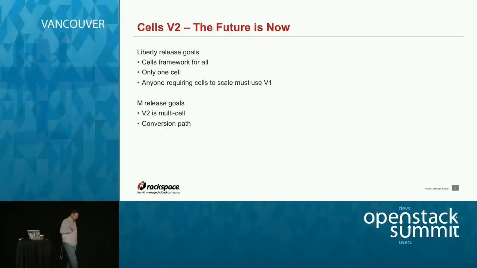Cells V2 is coming, though. We were in several design sessions yesterday about this. Here's the short version. In Liberty, the devs are trying to get to the point where everyone will have cells, which doesn't happen today, except you'll just have one. It'll essentially just be a framework that's sitting underneath Nova. And then in the M release, the target is you have the full thing. You can take that framework and begin to expand it, if you so choose, to multiple cells.